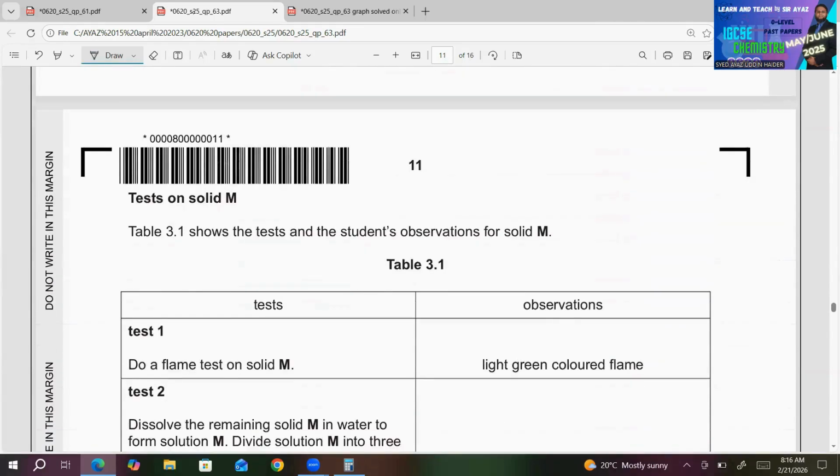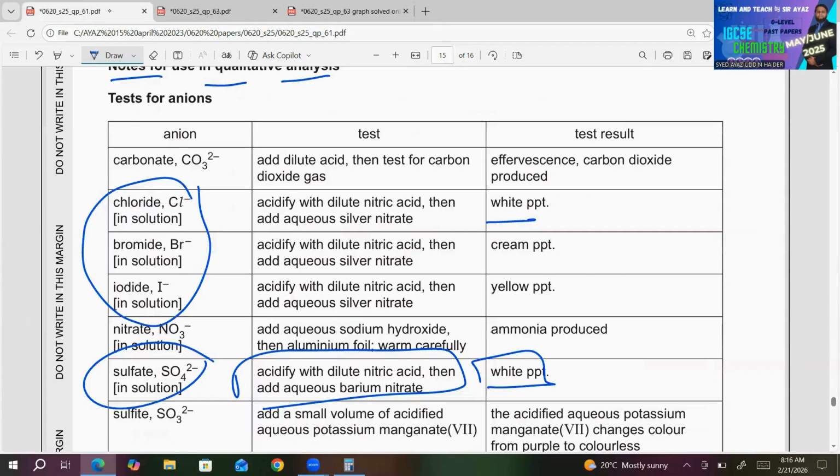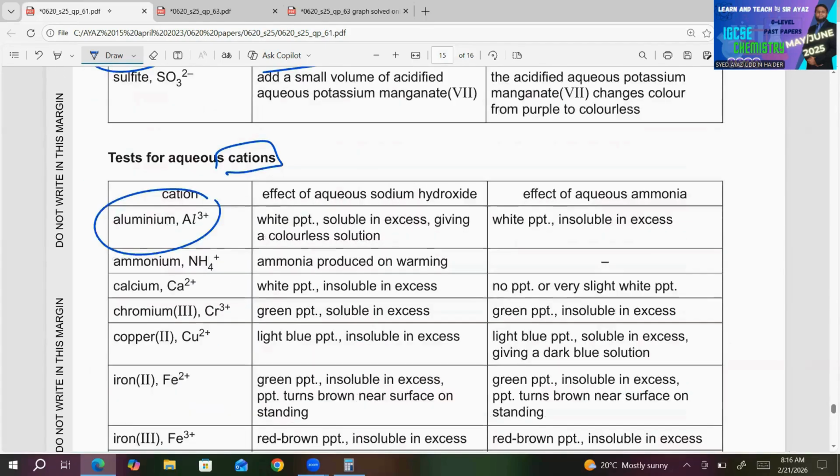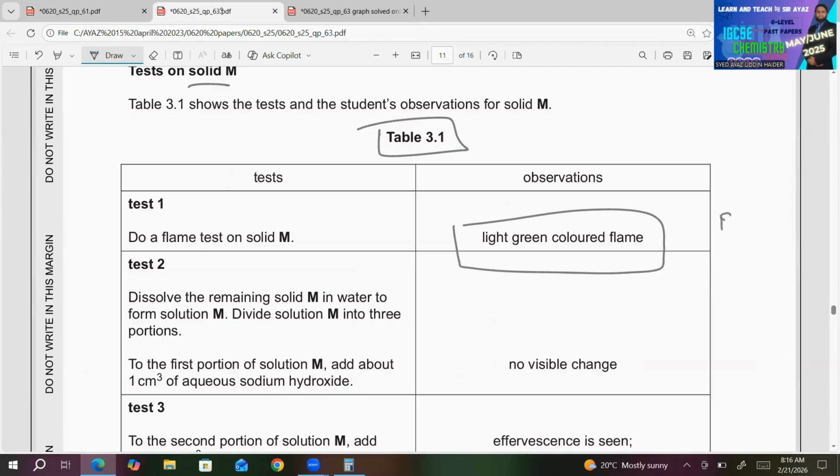Moving to next part, that is the test on solid M. Table 3.1 shows the test and the students' observations for solid M. Here's table 3.1. Do a flame test on solid M. What are we getting? Light green colored flame. So for light green colored flame, if you look at the flame test, light green colored flame. So you have barium here. Must be barium, Ba2+.